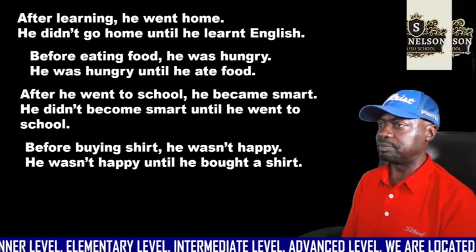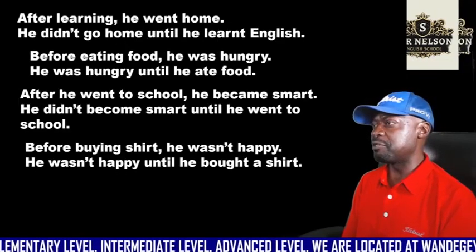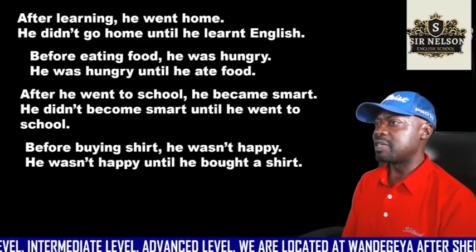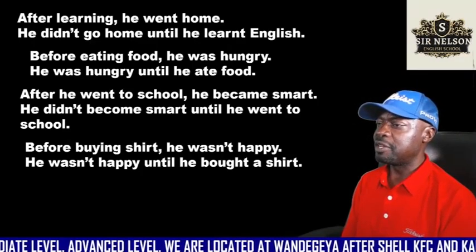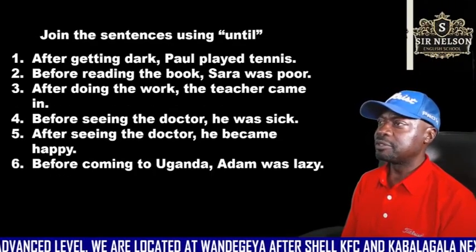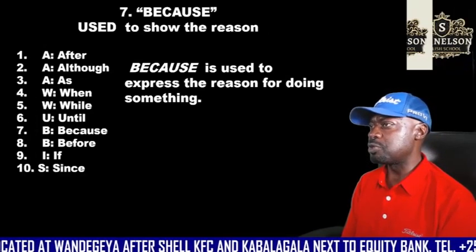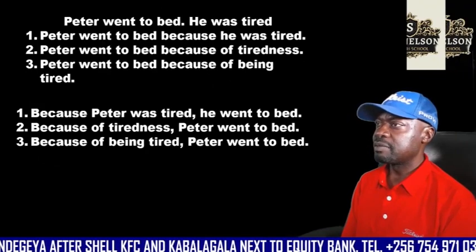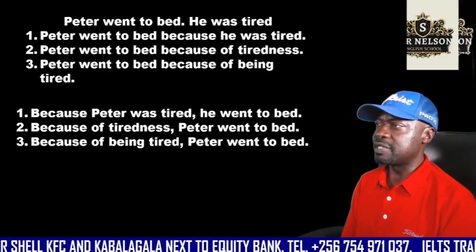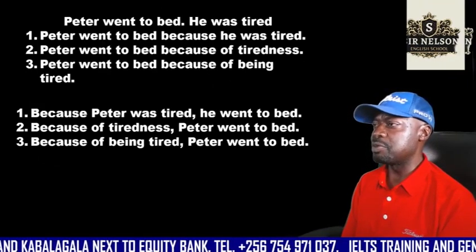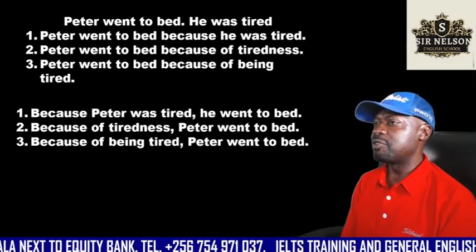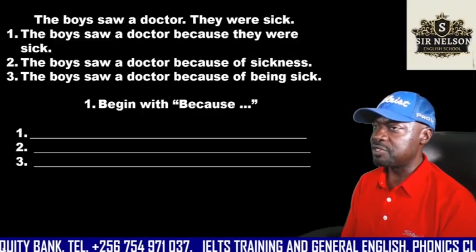Until. Before eating food, he was hungry. He was hungry until he ate food. Follow the example and then you join this. Because is used to show the reason. Peter went to bed because he was tired, because of tiredness, because of being tired. Follow the example and you try this.